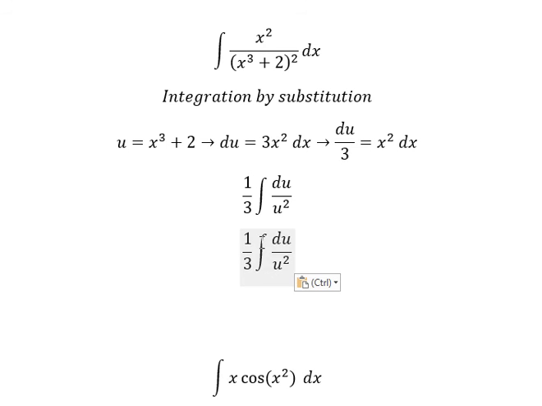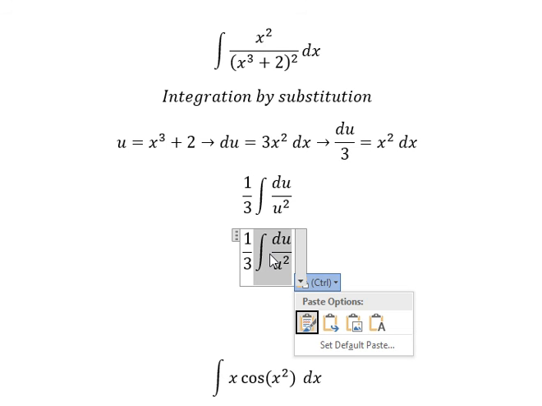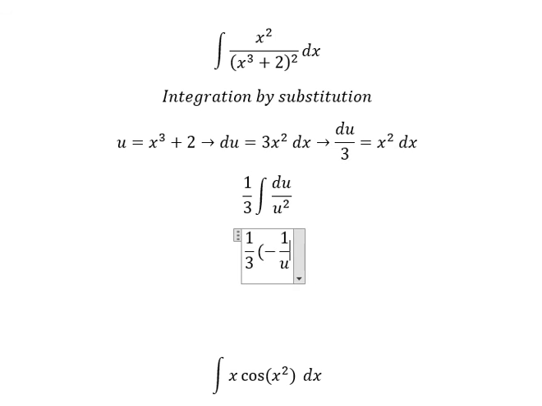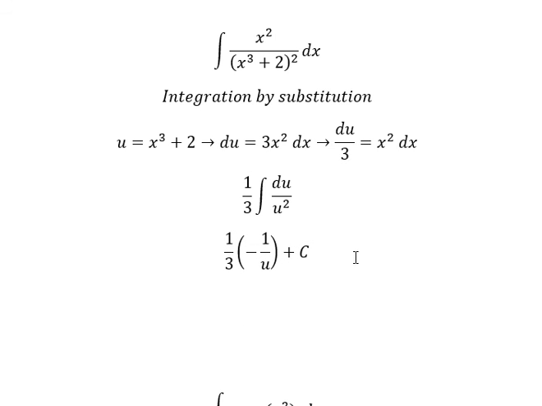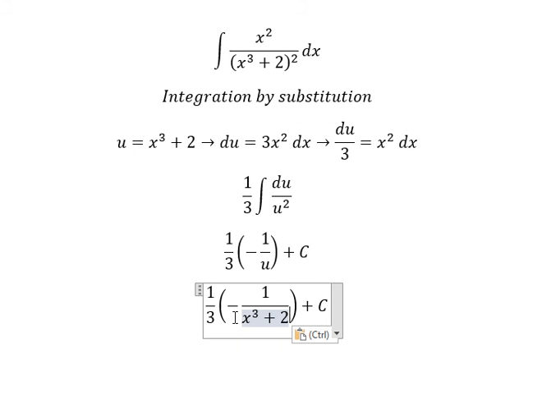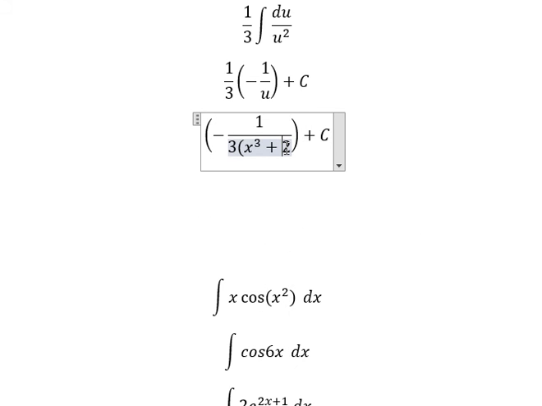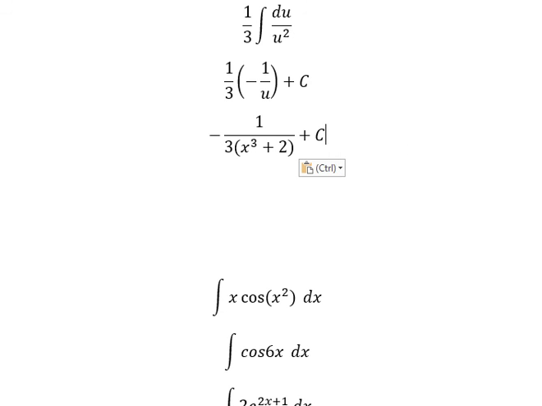The integration of this one, we have negative 1 over u, and we put c. About u, that's about this one. So I will put number 3 down here. So that should be like this.